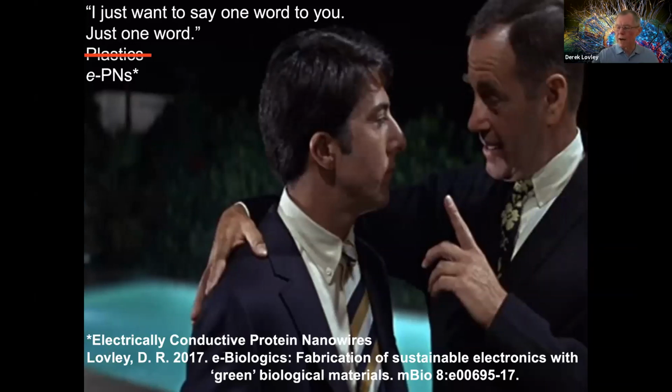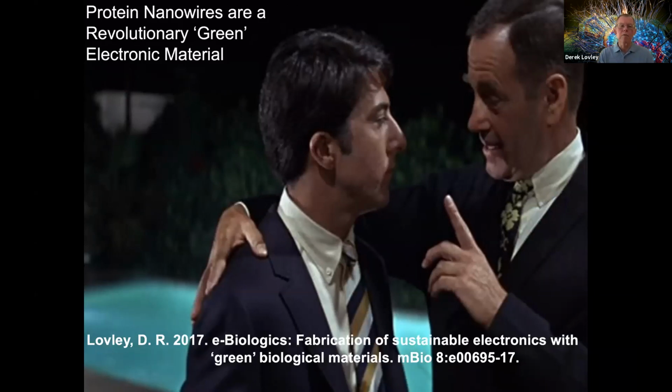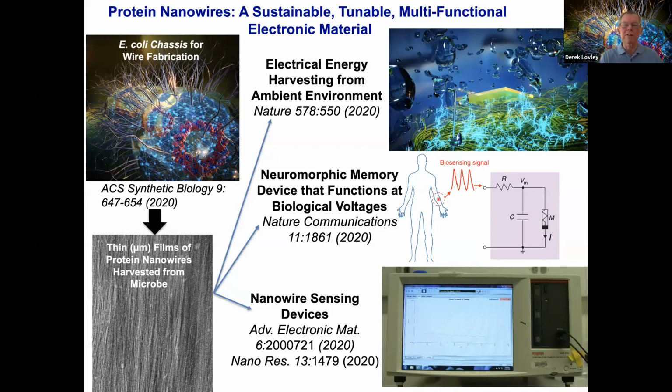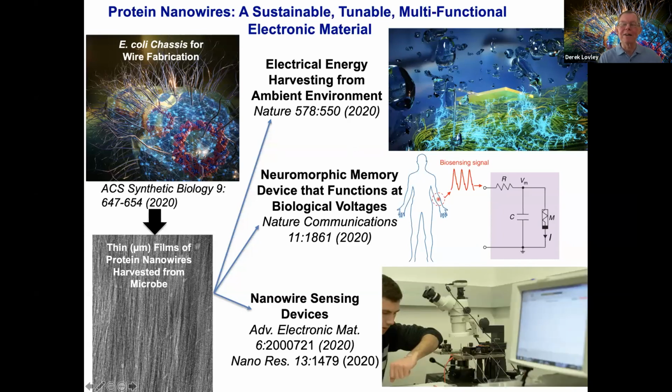But what I'd like to talk about for the rest of the time, how are we doing on time, is no longer dealing with living systems, but dealing with these electrically conductive protein nanowires. And the reason for this is they are a new type of green or sustainable electronic material. And we've been saying this for a while. Just fortunately, earlier this year, we were able to finally get out some of the papers on this. And I mentioned this in the beginning, and I'll describe some of these applications.